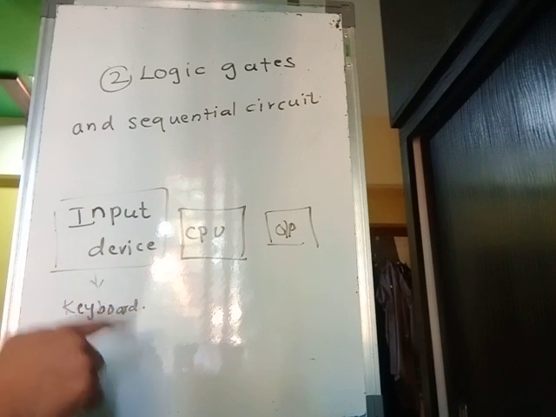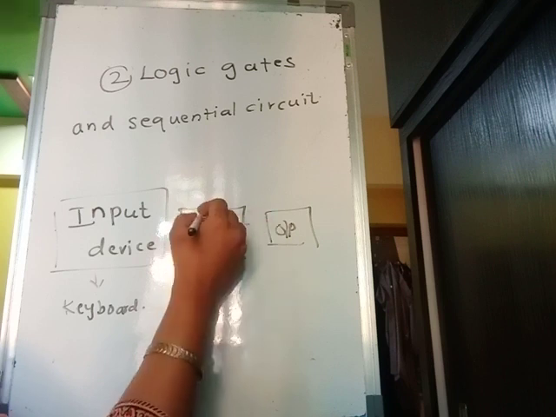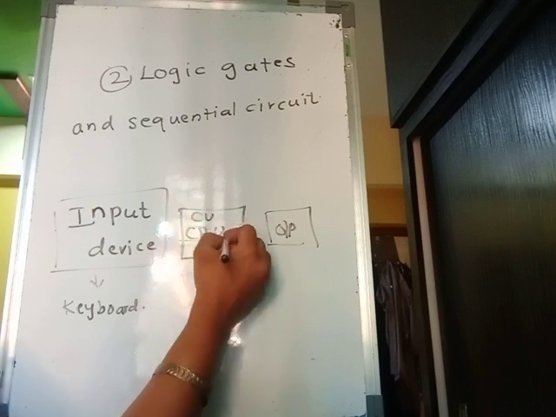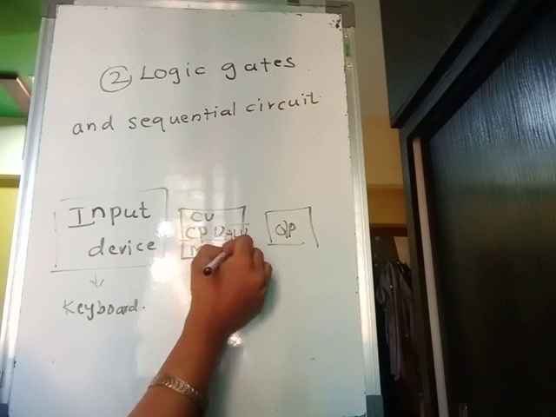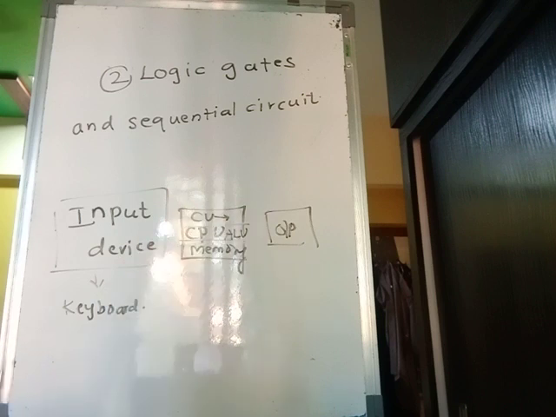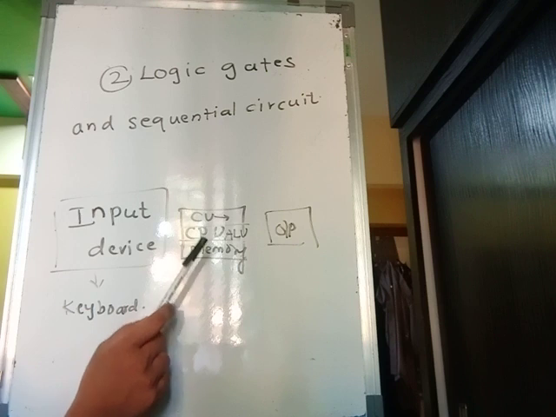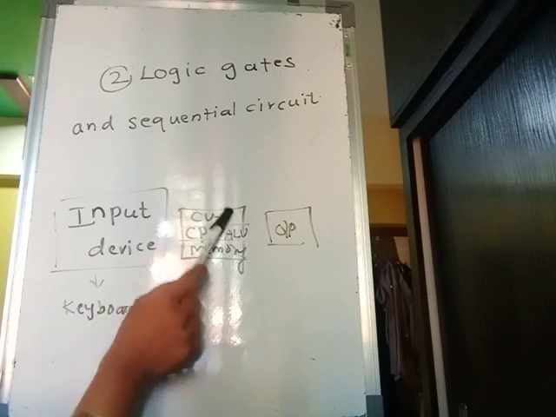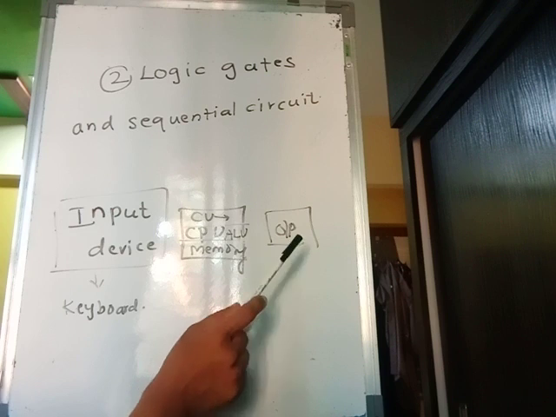In the central processing unit, you have different sections again. Three main sections are there. One is the CU, another is the ALU, and the third one is the memory. CU stands for control unit, ALU stands for arithmetical and logical unit, and memory is used to store the different data of the computer, and the processing output we can see on the output device, that is your screen.